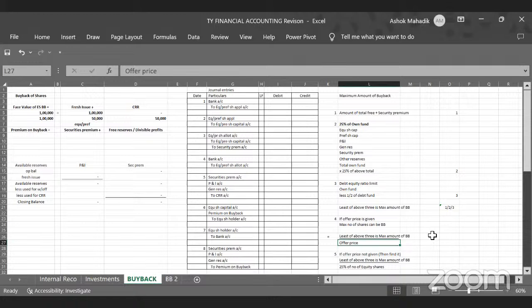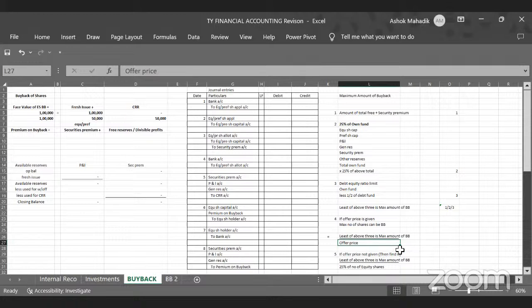Once you get the number of shares to be bought back, you can go ahead with the solution as if it's a normal sum. Understood? So whenever price is given, calculate the three figures, take the least of them, divide by offer price. You will get the number of shares, and then you can proceed as if it's a normal sum. Clear?